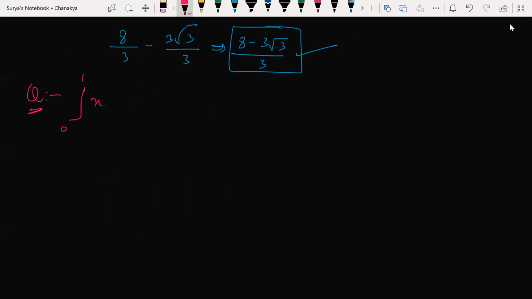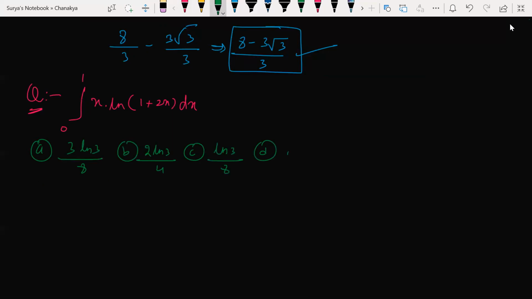Integral from 0 to 1 of x into ln of 1 plus 2x into dx. So option A, 3 ln 3 by 8. Option B, 2 ln 3 by 4. Option C, ln 3 by 8. Option D, ln 3 by 4.